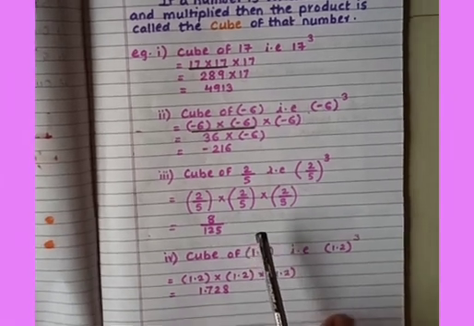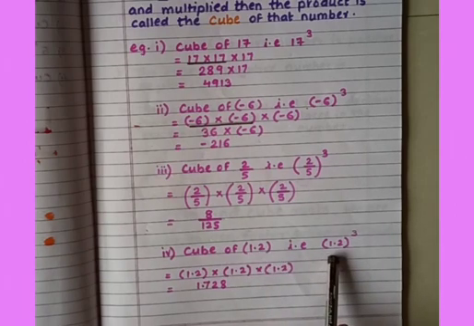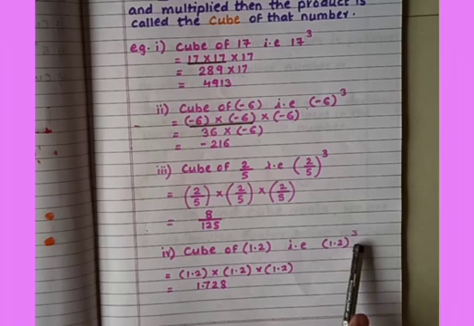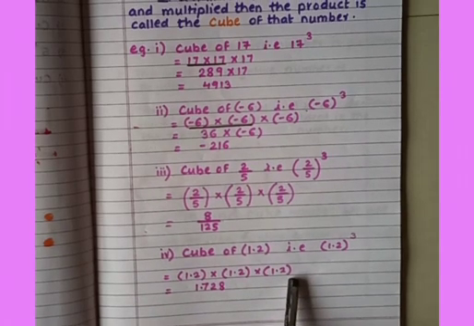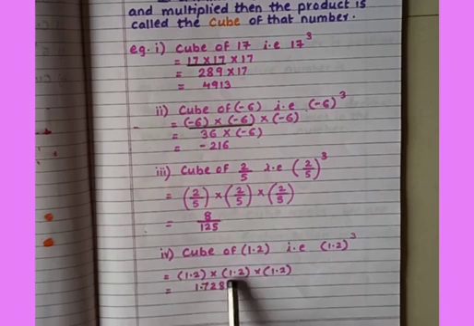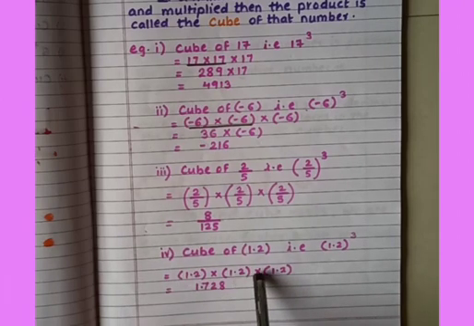Okay. Next, fourth one. Cube of 1.2. In index form, we can write it as 1.2 raised to 3. In product form, 1.2 multiplied by 1.2 multiplied by 1.2. When you multiply 1.2 into 1.2, you will get the answer 1.44. I did not mention it here; I directly multiplied all 3 numbers together and have written the answer here: 1.728.